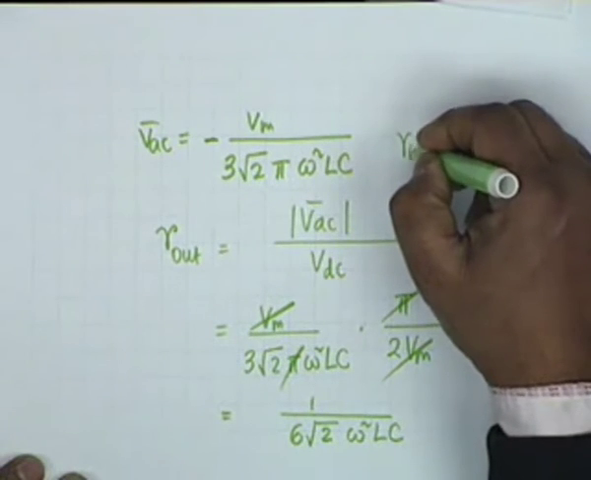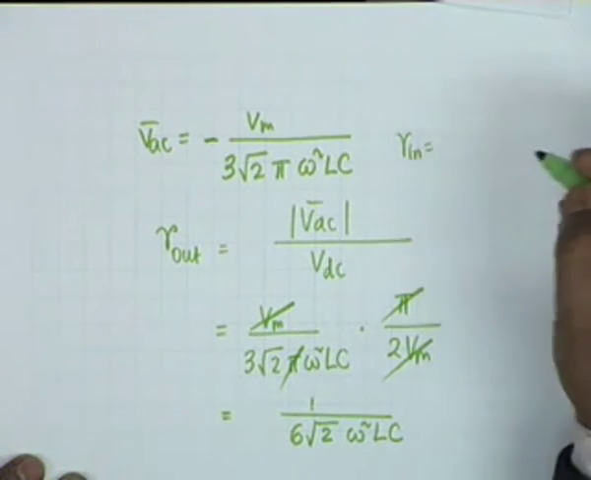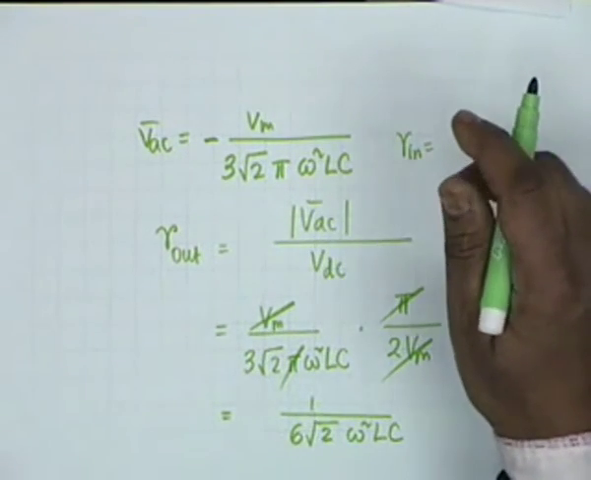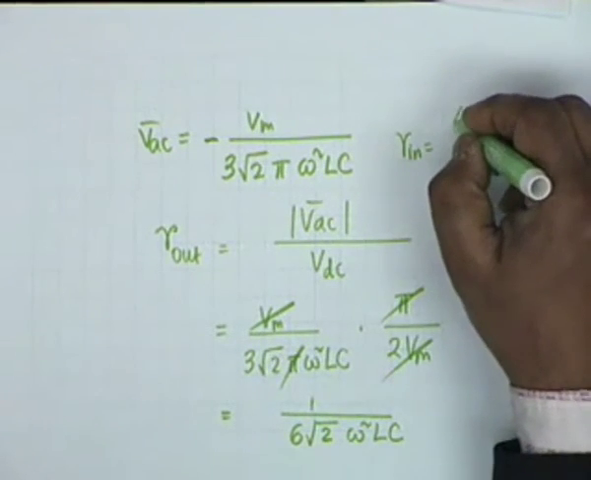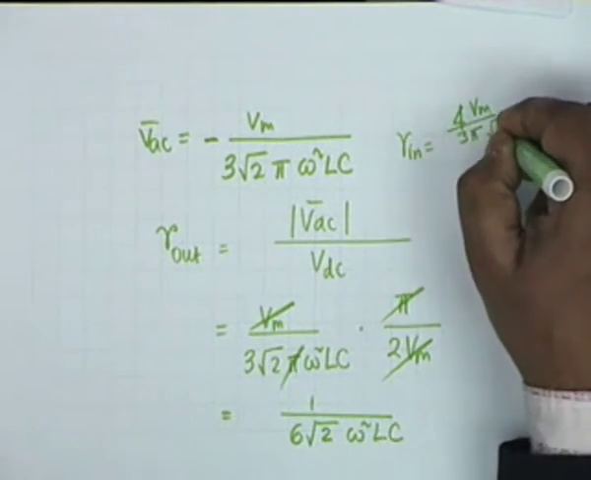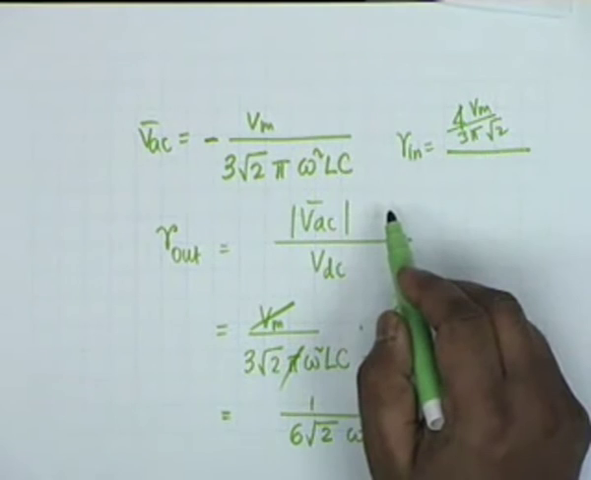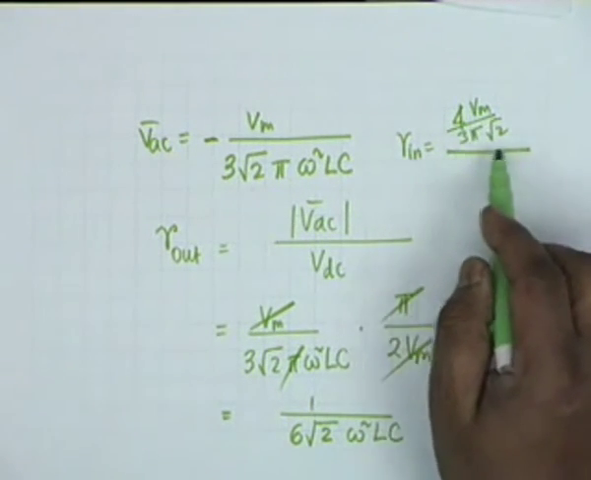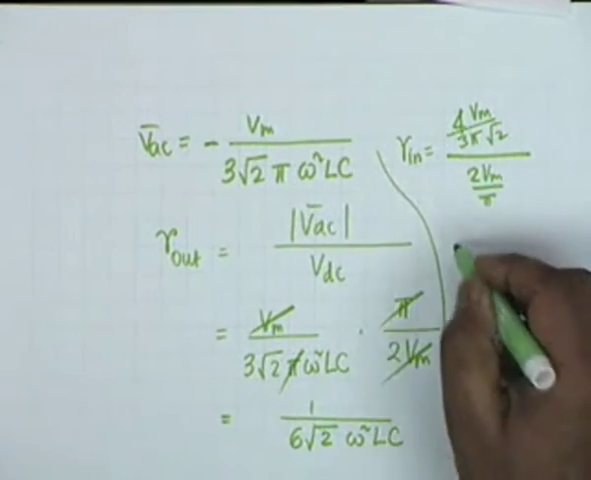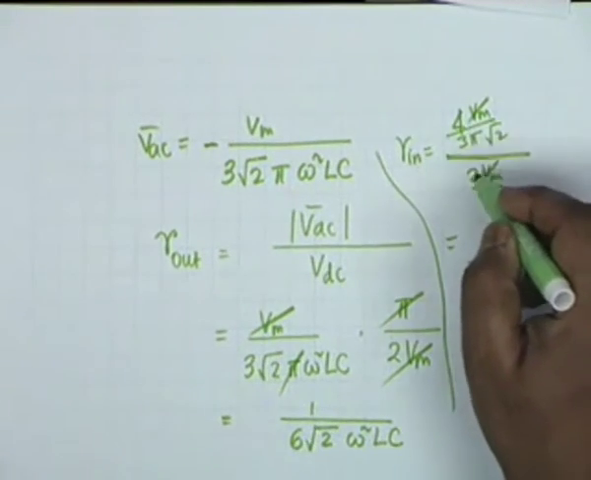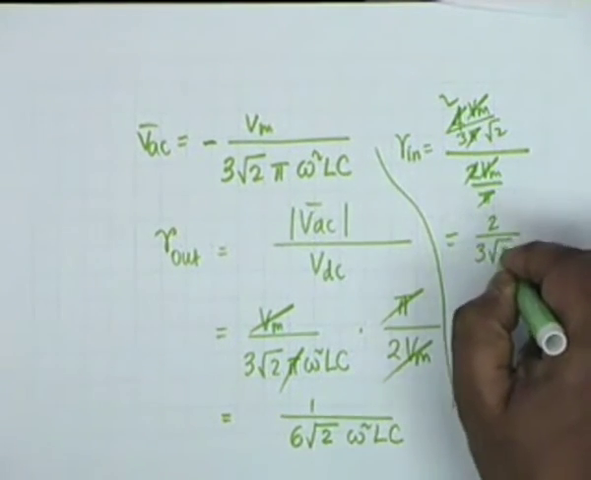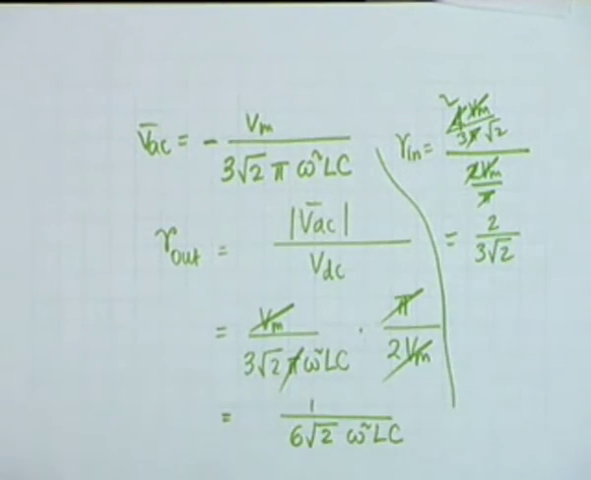What is the ripple factor at the input? If you recall, 4 divided by 3 pi Vm root 2, this is the VAC, right? 4 Vm by 3 pi root 2 divided by twice Vm divided by pi. What is this equal to? Vm, 2 and 2, 2, pi cancels, so 2 by 3 root 2, alright, 2 by 3 root 2.